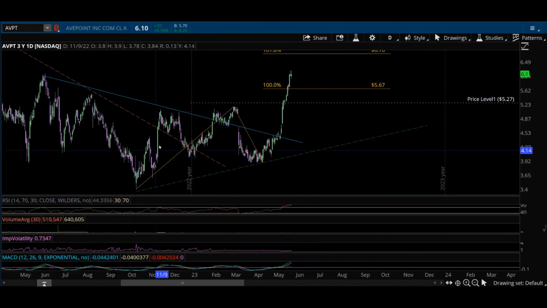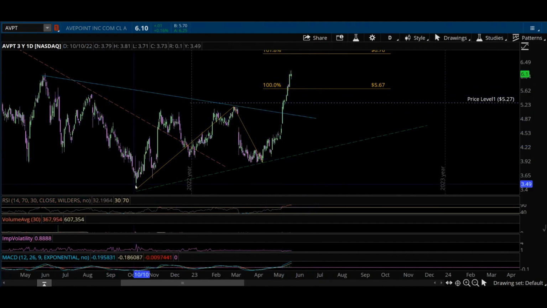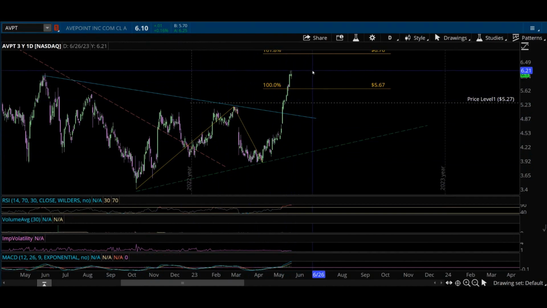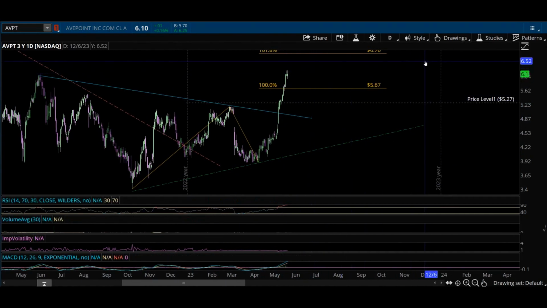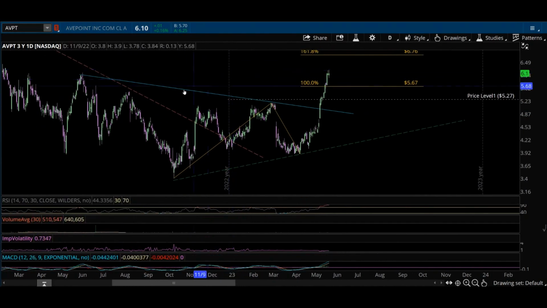A, B, C, oof. D goes down here, and now we're overthrowing for E. 1, 2, 3, 4. This could be a wave E overthrow heading higher. Could go all the way up to 676. So I'll keep an eye out here. I think I like this too.